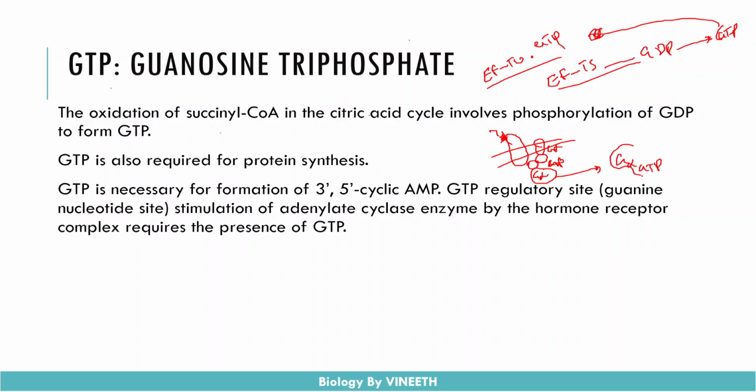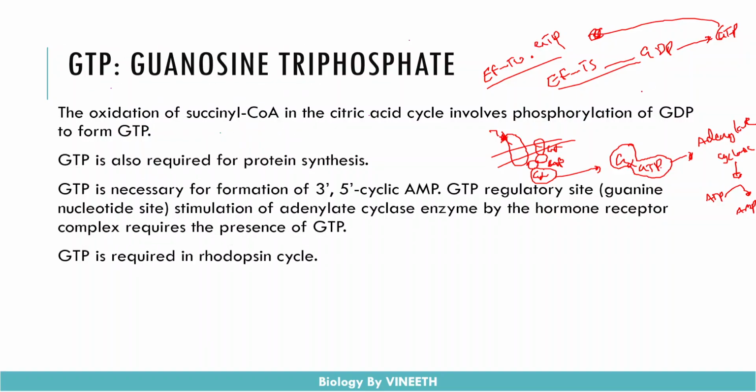So G alpha GTP in turn activates the adenylate cyclase enzyme, which converts ATP to cAMP. So this is the initial signaling process in the G protein coupled receptor signal transfer pathway. So GTP is necessary for the formation of 3',5' cyclic AMP. The stimulation of adenylyl cyclase enzyme by the hormone receptor complex requires the presence of GTP. Like G alpha requires GTP to stimulate the adenylyl cyclase enzyme for conversion of ATP to cAMP.